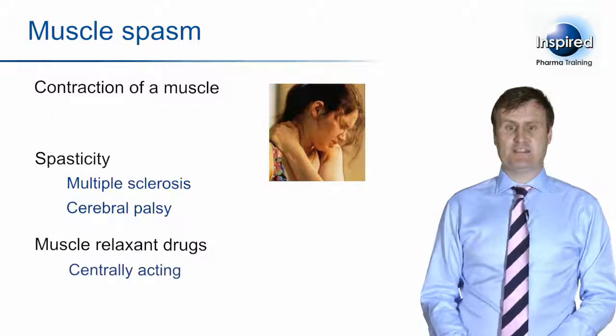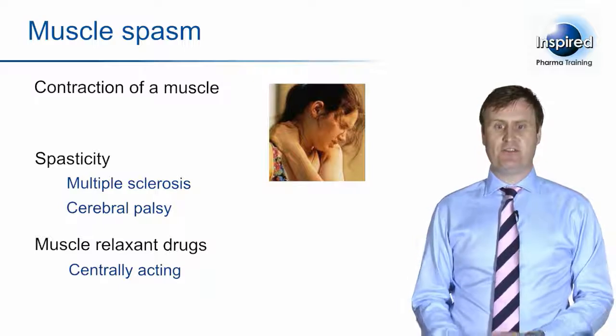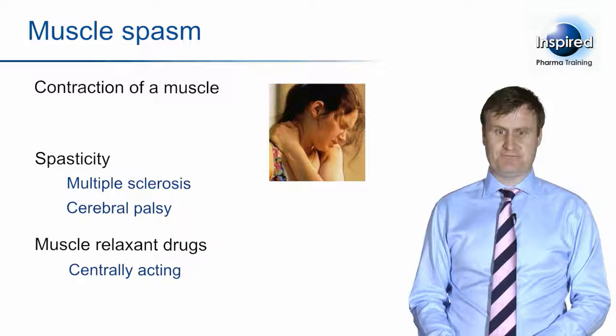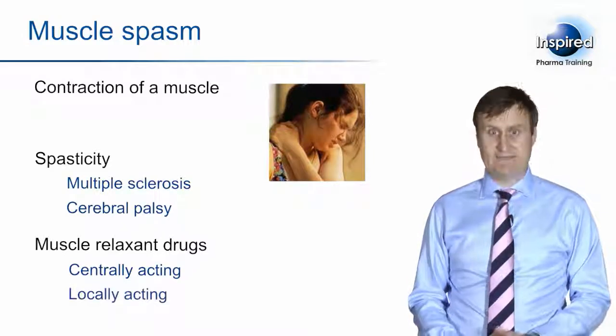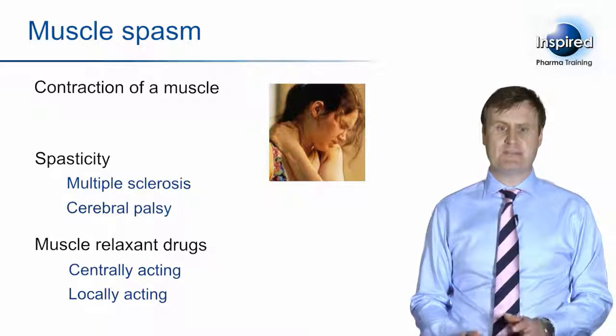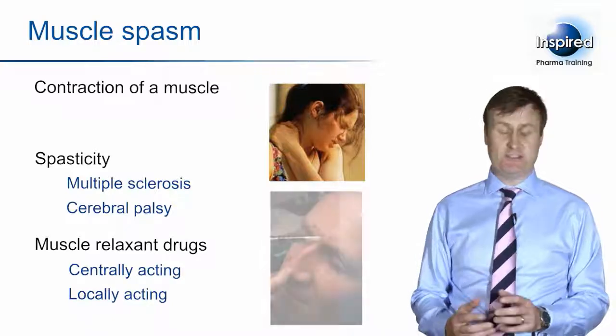Centrally acting drugs, such as baclofen, reduce the strength of nerve signals from the brain, resulting in the muscle relaxing. More locally acting relaxants, such as botulinum, can be used to reduce spasms that are accessible to the body from the outside, such as around the eyes and the neck.